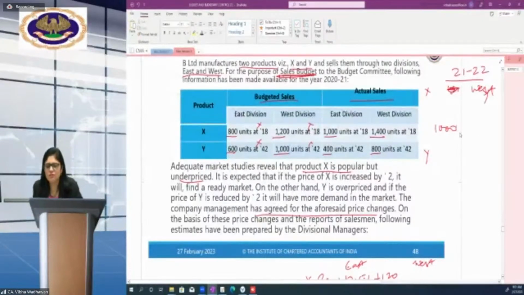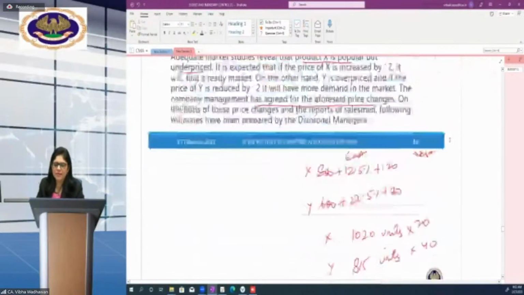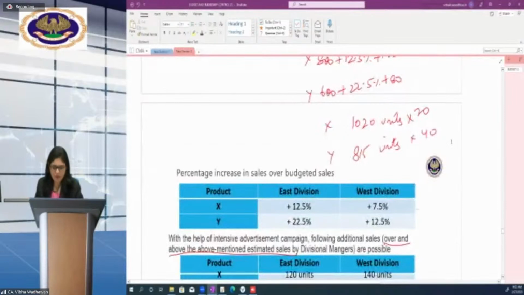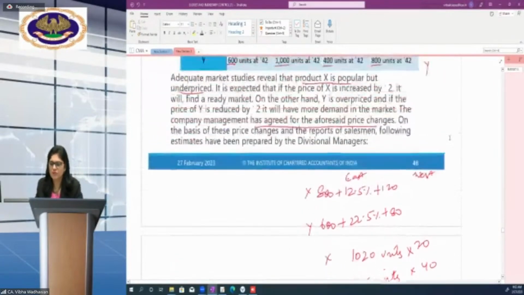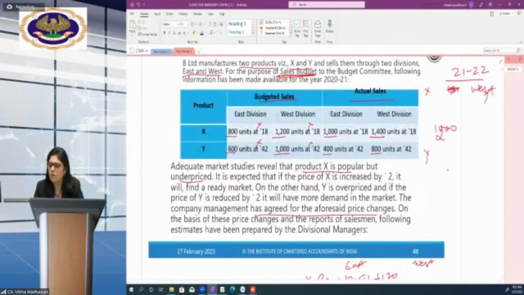West division for X, 1200 units. So it is 1200 units, right? 1200 units plus 7.5% plus 140. So 1430 should come for X West division.